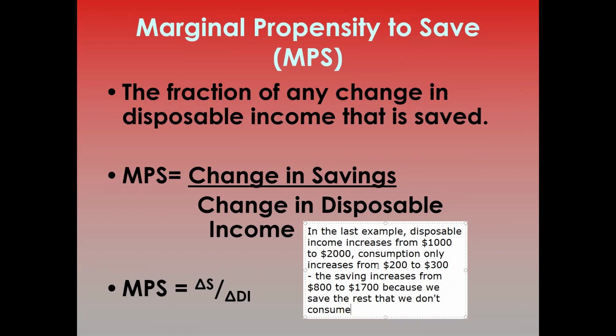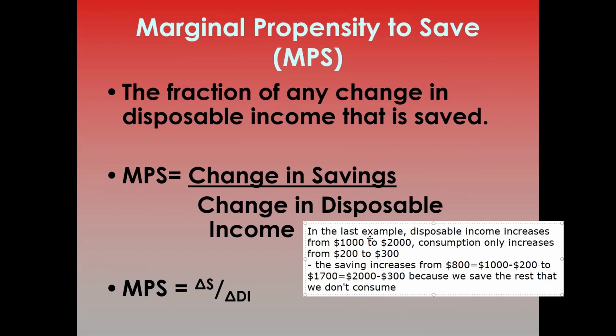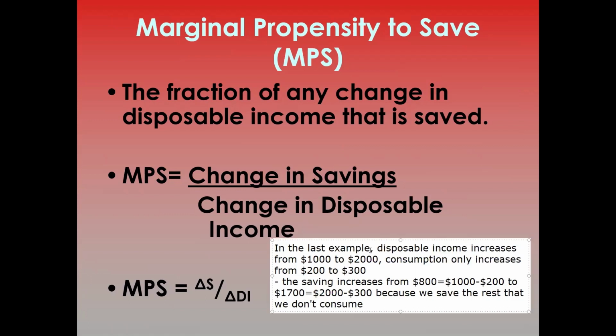So to get that, it would be 1,700 is 2,000 minus 300, and then 800 is the 1,000 minus 200. So let's say we do that here. Is there a parameter, like for MPC it's 1, for MPS should it be 1 as well, or is it not as straightforward?